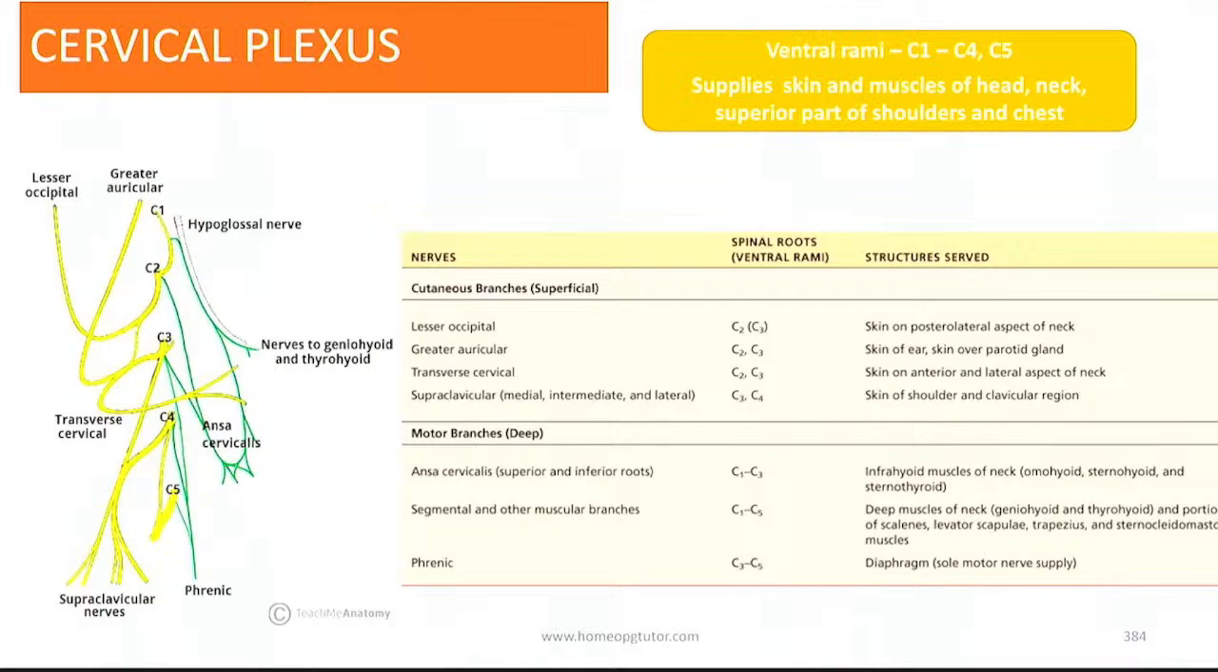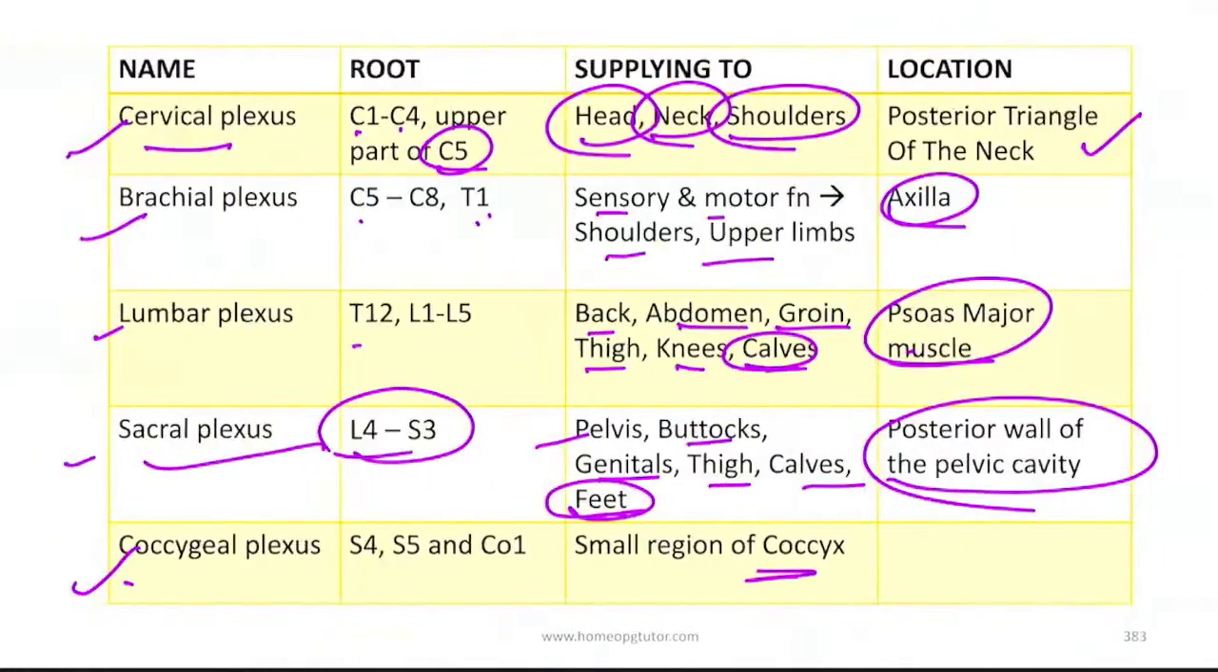There's something called as coccygeal plexus. That's what you need to know. And coccygeal plexus is formed by the S4, S5 and coccygeal 1 root. Okay.